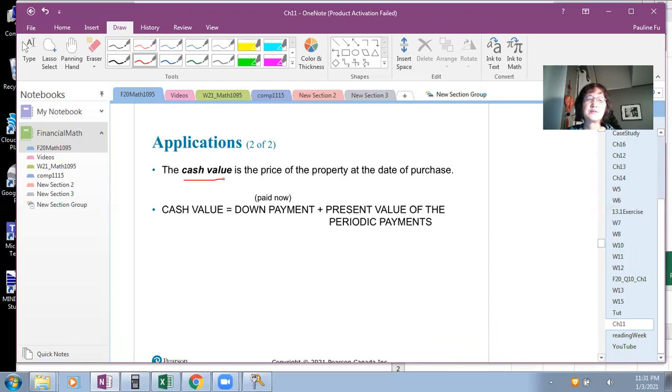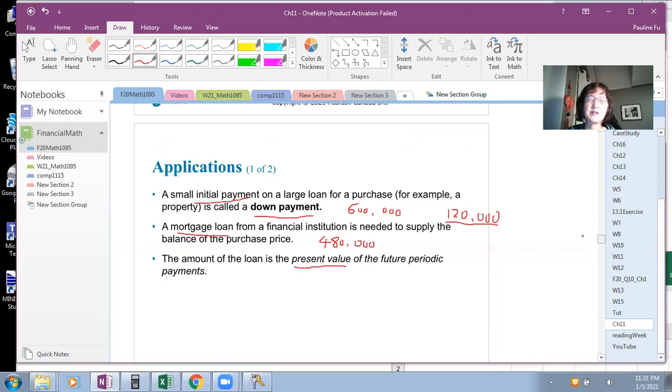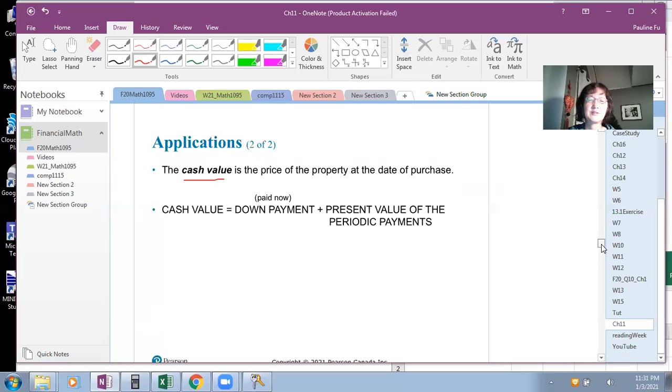The cash value. What is the cash value? It is the price of the property at the date of the purchase. So in this example, the cash value is 600,000. It is the purchase price. Cash value, in our example, 600,000, is equal to the down payment. Remember, you put down 120,000, and the present value of the periodic payments, that is 480,000.